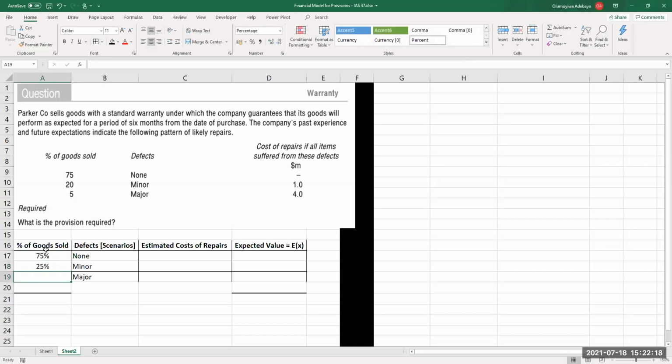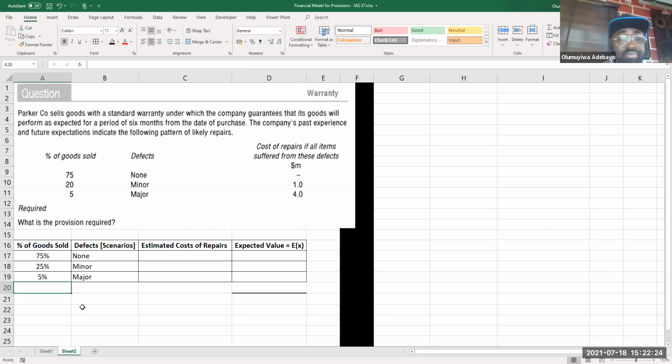25% of the time, they are minor defects. And 5% of the time, they are major defects, which shows that the sum must not be more than 1, which is 100%. Therefore, it must not be more than 1, which is 100%.